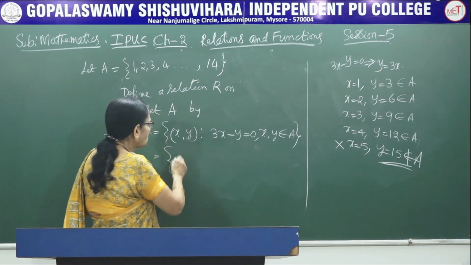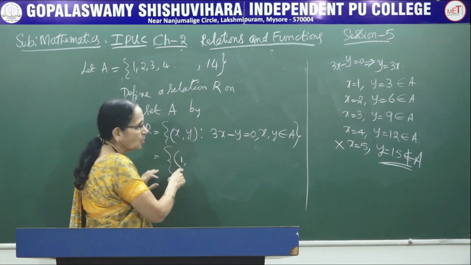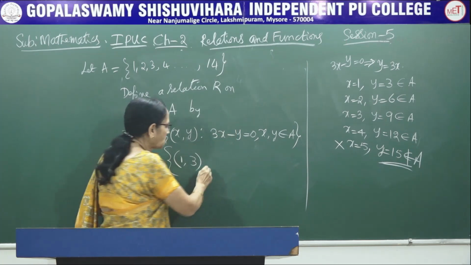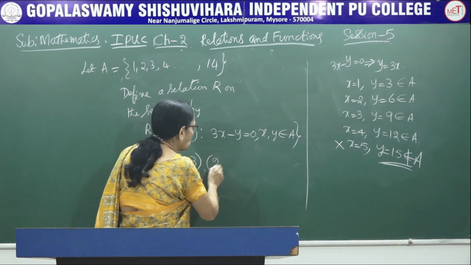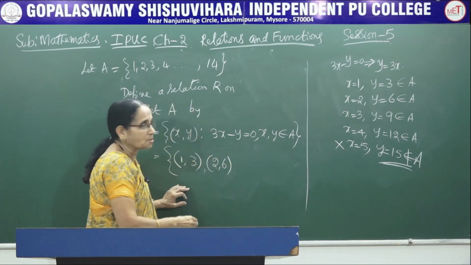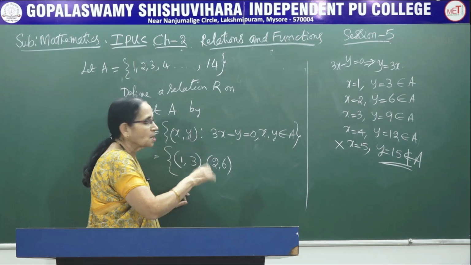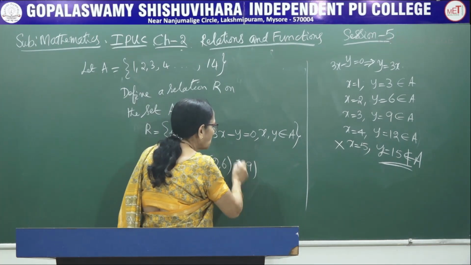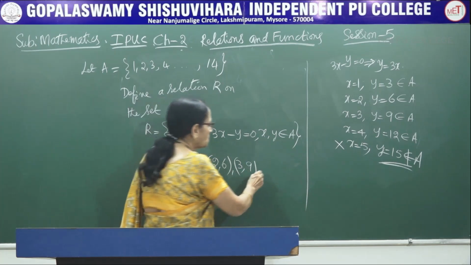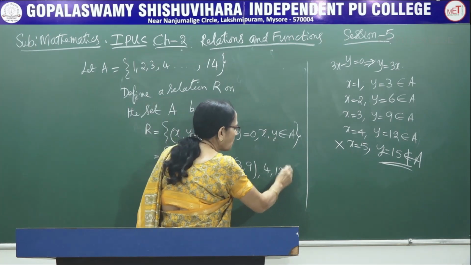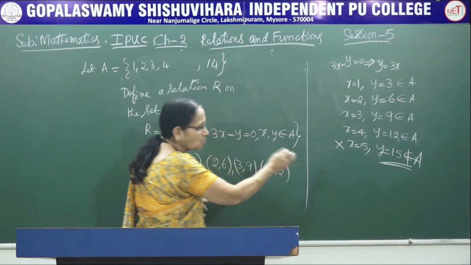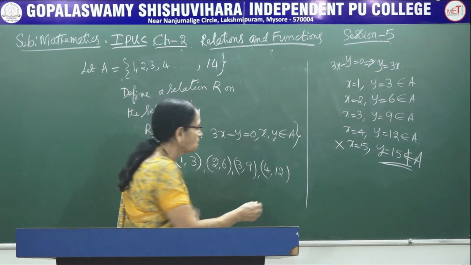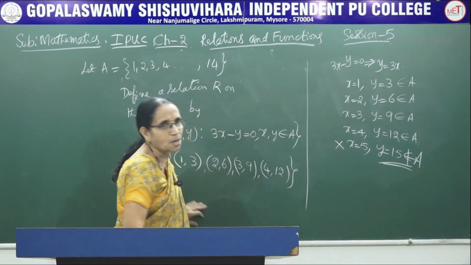Look here, when x takes the value 1, what is the value of y? It is equal to 3. Next, when x takes the value 2, y takes the value 6. You can see y equal to 3x means it is 3 times that number. When x is equal to 3, y is equal to 3 3s are 9. When x is equal to 4, y is equal to 12. When x is 5, y is 15. Therefore, because 15 doesn't belong to A, you have to stop at this stage.